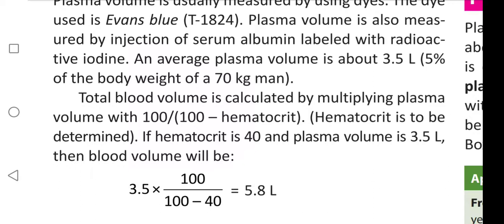Hematocrit is also known as packed cell volume. I think you understand it. Plasma volume here is 3.5 into 100 by 100 minus hematocrit, here given as 40. When we calculate this we get 5.8 liters. Remember guys, it may be given as a 2 marks question also for you. Once again, blood volume is equal to plasma volume into 100 by 100 minus hematocrit. Okay, I think it is clear for you.